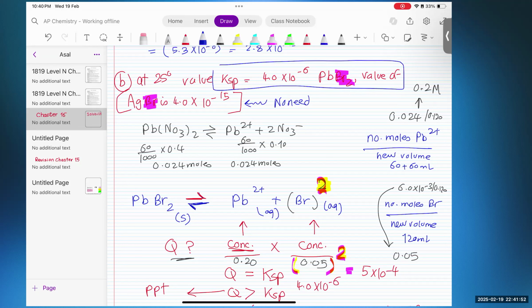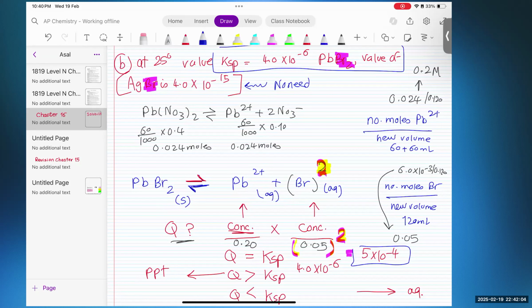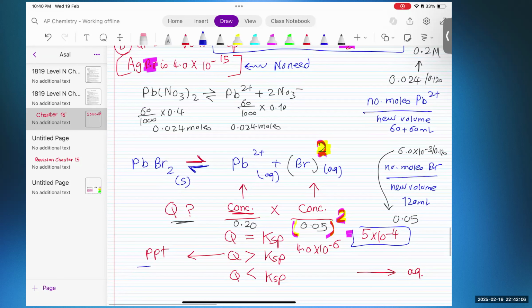Correct? I'll find that this value is bigger than or less than 4 multiplied by 10 to the power of negative 6. It's bigger than. So we said if it is bigger than, it will go to the left. So a precipitate will fall. So this one is bigger than Ksp, so it will fall. Is this question okay? Yeah, okay.